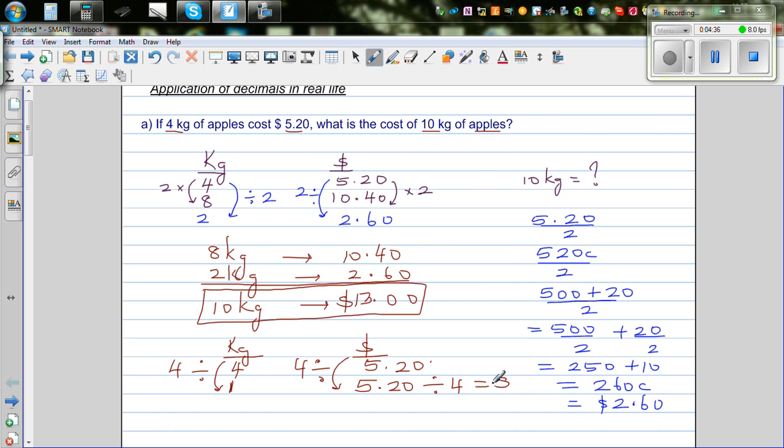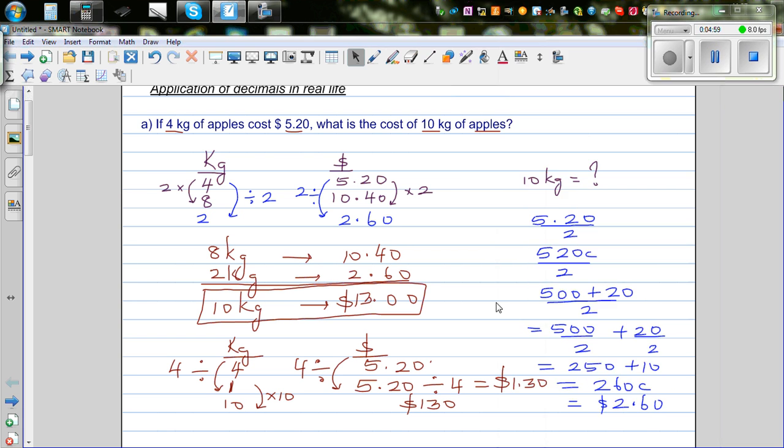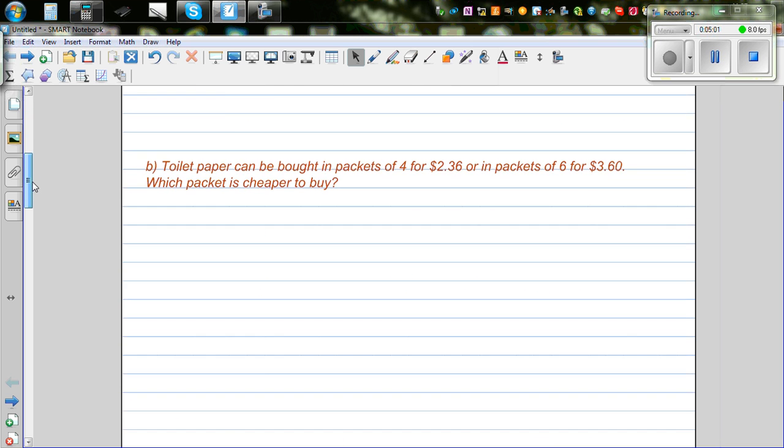This is $1.30. And then you find for 10 kgs. So this is becoming how many times bigger? This is 10 times bigger. So you'd also multiply this by 10. And I hope you understand 1.3 times 10. So you can do this. 1.3 times 10 will give you $13. Okay. So let's move on.